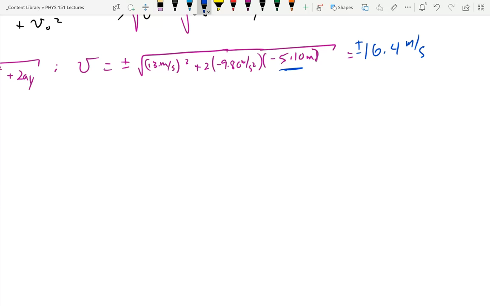So what sense does the plus value mean? If it had been projected from down further, that's the speed it would have had coming up at that elevation. But it never was coming up at that elevation, so it's meaningless for this problem. Right? So sometimes you have to logically exclude an answer. So this is minus 16.4 meters per second because it's the only logical answer.